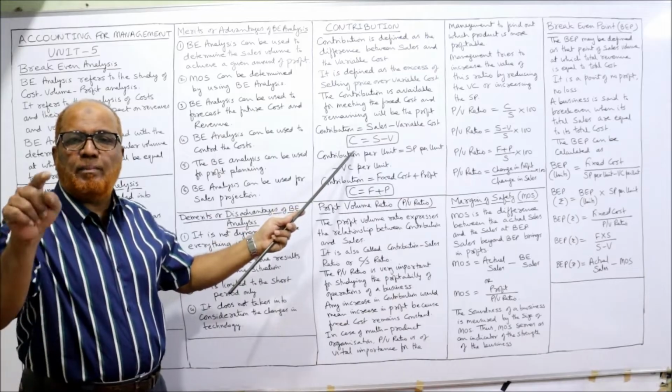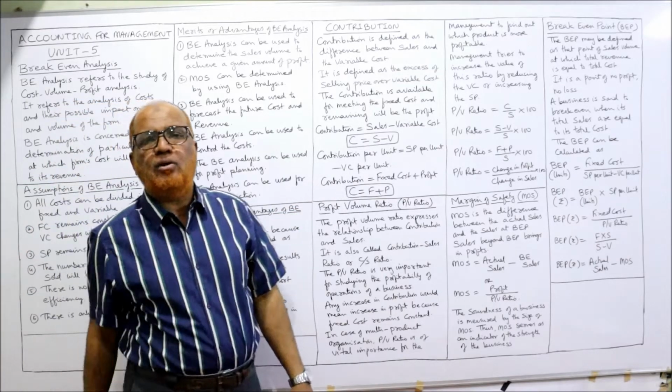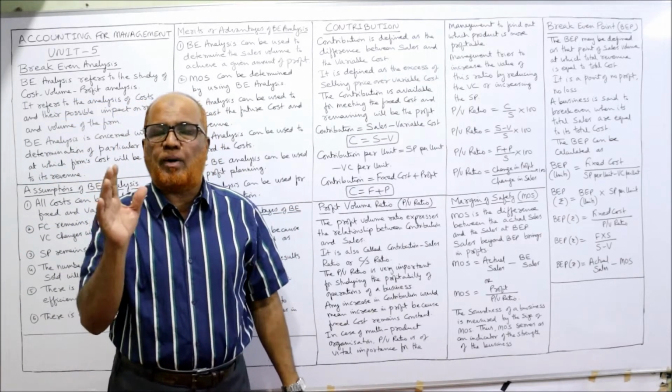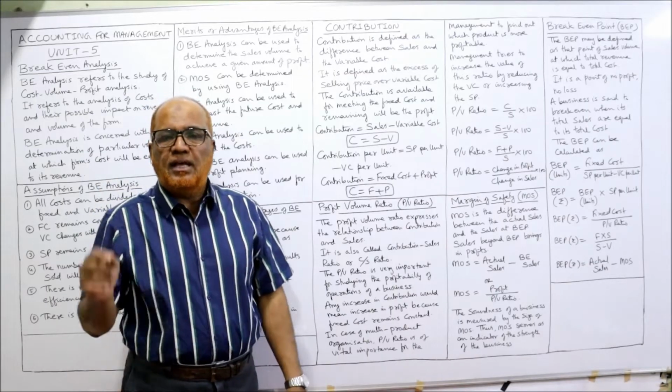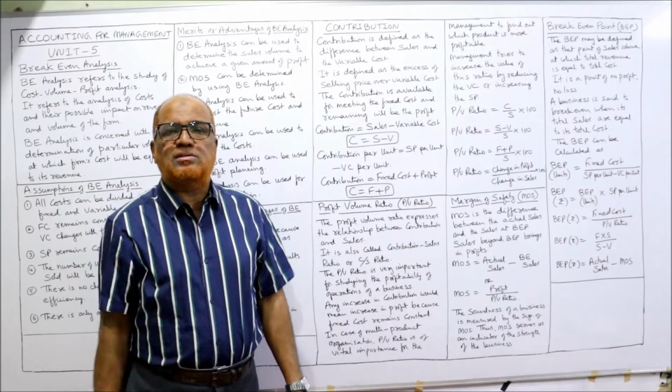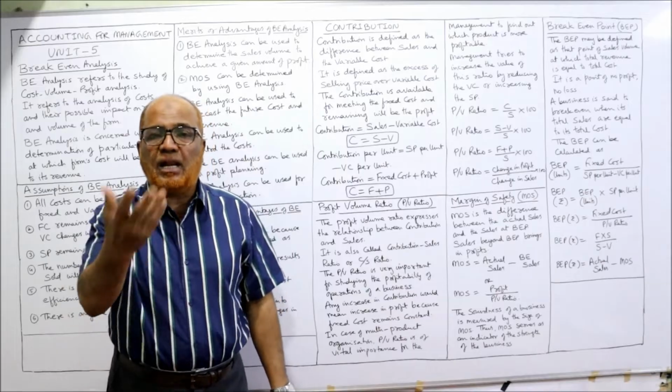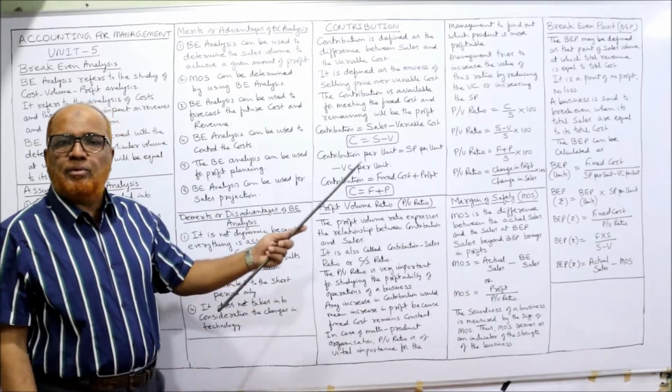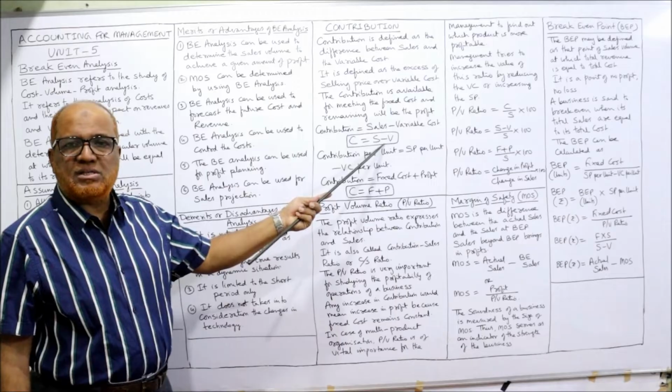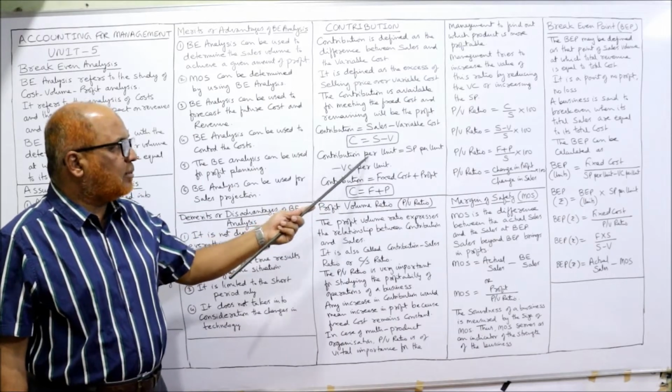In simple words, remember the formula, because in the coming videos I am going to explain the problems on CVP analysis. There a number of times you come across what do you mean by contribution, how to calculate contribution. So contribution is equal to sales minus variable cost. C is equal to S minus V. And contribution per unit.